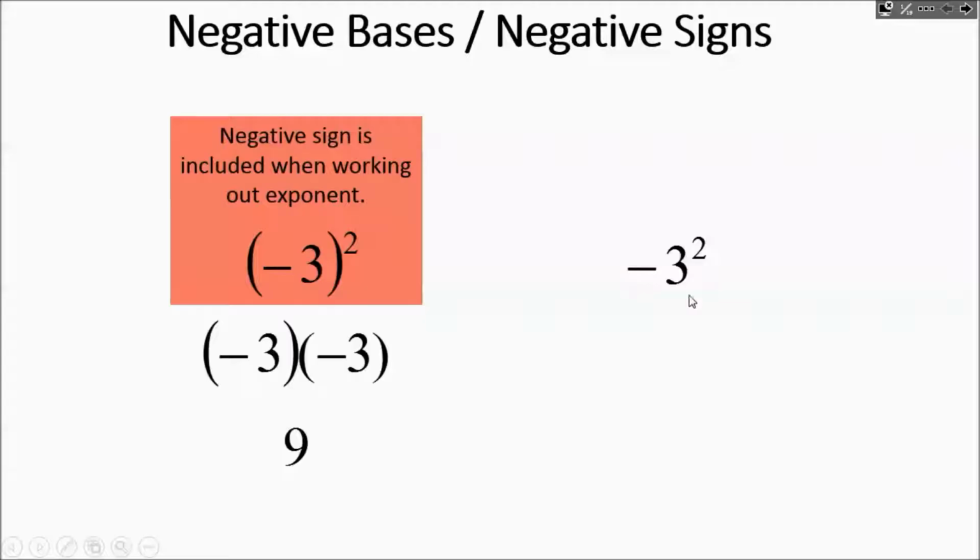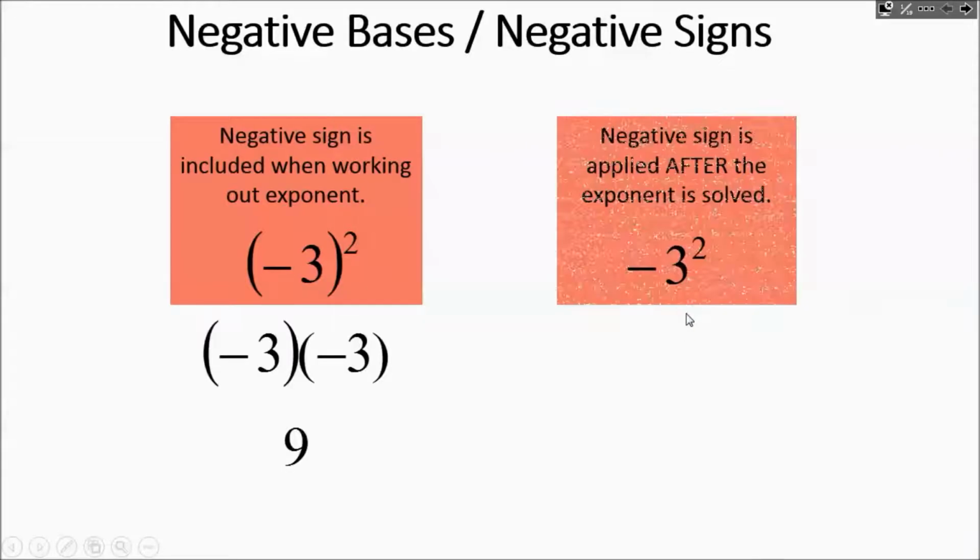Over here on the right, this negative is not in parentheses, so what you do, you apply the negative after you do your exponent. So it's going to be negative whatever this works out to. So 3 times 3 is 9, so this one's going to be negative 9.